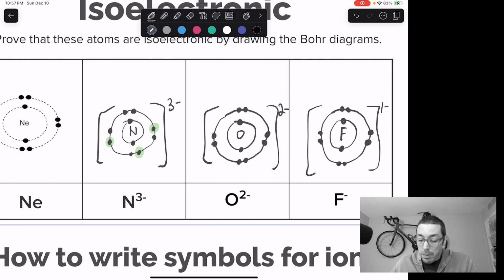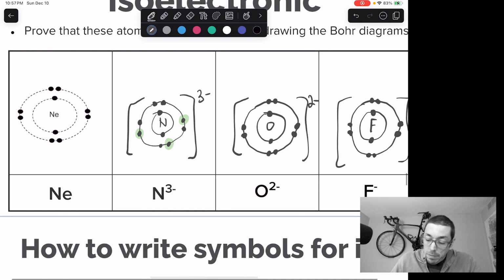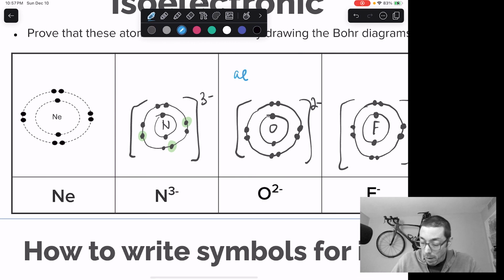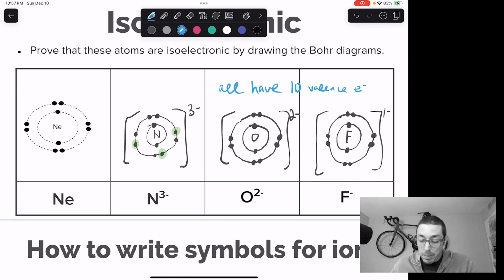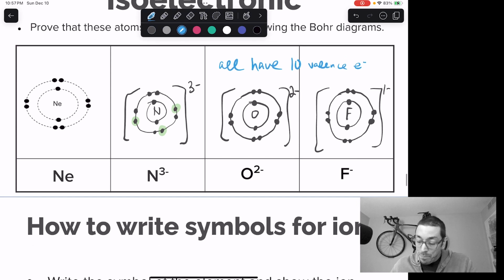So all of these have 10 electrons, right? And so they're all isoelectronic to neon, which is their closest noble gas. And making these ions for these three elements makes them more stable.